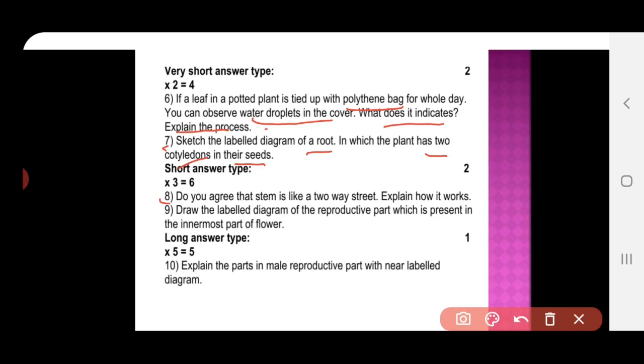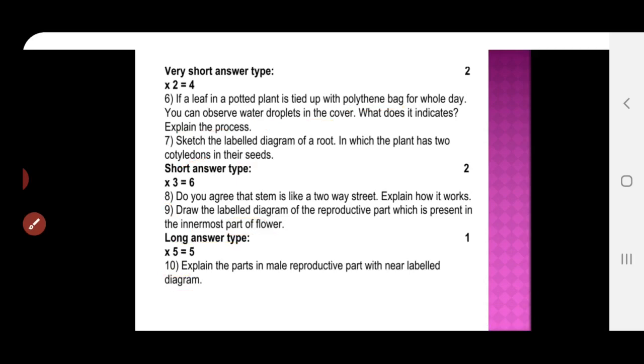Okay. And ninth question, draw the labeled diagram of the reproductive part which is present in the innermost part of a flower. So this is the female reproductive part. Okay, the pistil, you have to draw the pistil and you have to label the parts like stigma, style, ovary, and ovules. Explain the male reproductive part. Okay, that is the stamen, the filament and the anther. And the anther is a bag-like structure which has the pollen grains. So you can draw the diagram of pollen grains also.